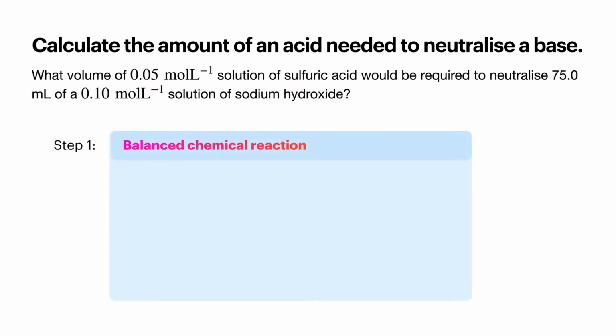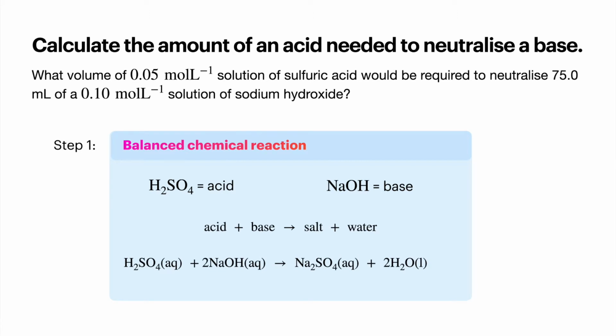The very first and important step in these types of problems is to write the correct balanced chemical reaction. And in order to do that, we first need to know about the nature of reactants, which in turn will help us to write the products. The given reactants are sulfuric acid and sodium hydroxide, which are acid and base respectively. And we know that when an acid and a base react, they lead to the formation of salt and water. Before proceeding to the next step, please double check that the chemical reaction is well balanced.